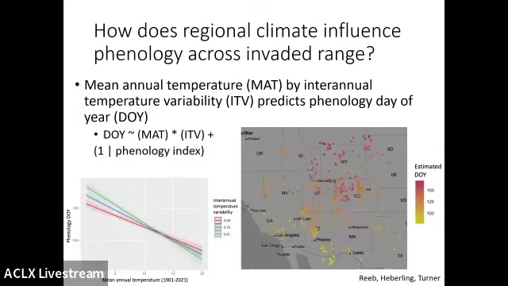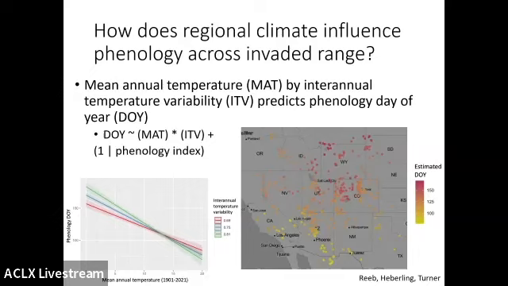And what she found was that mean annual temperature and interannual temperature variability were the most predictive of phenology day of year. So in other words, what day of the year is it when a plant reaches a certain phenological stage like flowering? So the average timing of phenology across all life stages occurs earlier in warmer regions than in cold regions. So that's not really a huge surprise. But this interaction with the interannual temperature variability is kind of intriguing.